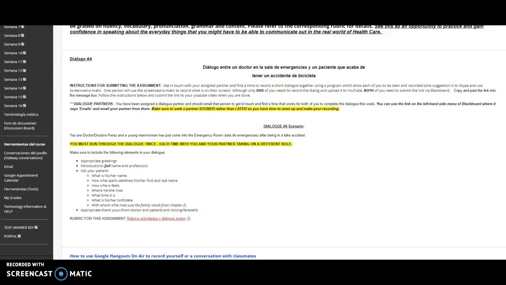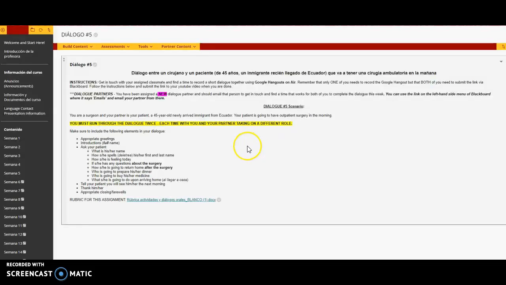Okay, then when you're done with that, you can begin with Diálogo 5, and I will assign new pairs. Okay, so here we have in Diálogo 5, diálogo entre un cirujano y un paciente de 45 años, un inmigrante recién llegado de Ecuador, que va a tener una cirugía ambulatoria en la mañana.